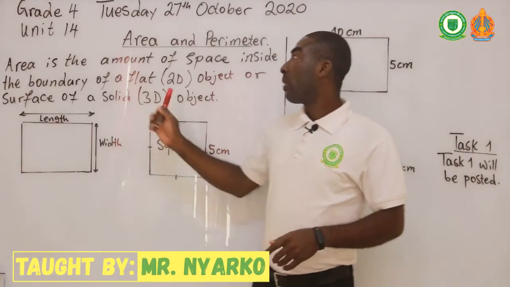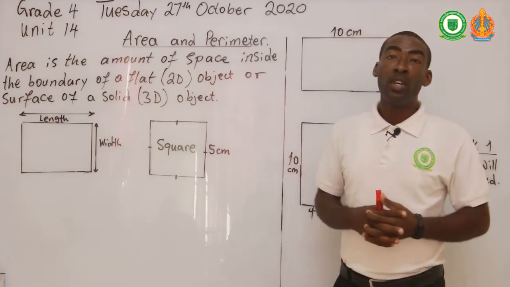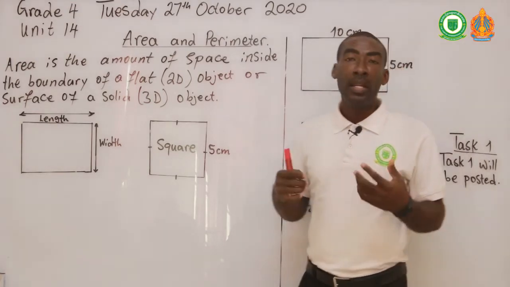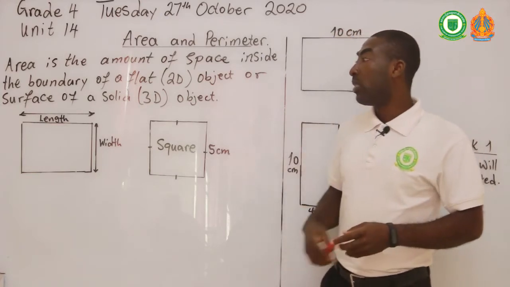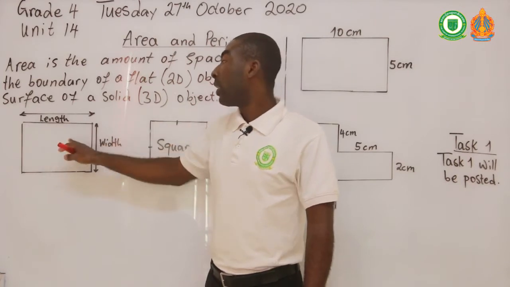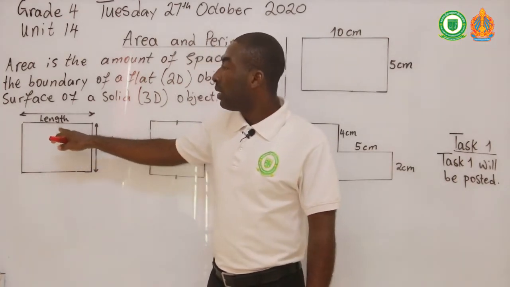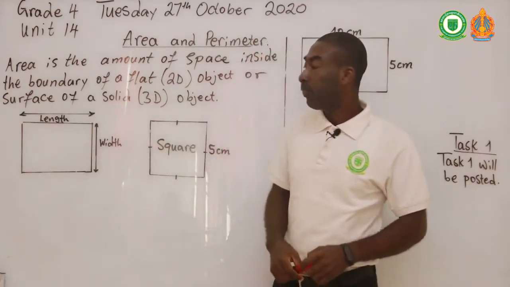An area is the amount of space inside the boundary of a flat 2D object or a surface of a solid 3D object. That means if we have this 2D shape that is a rectangle, the space that these four lines are covering is what we call the area.